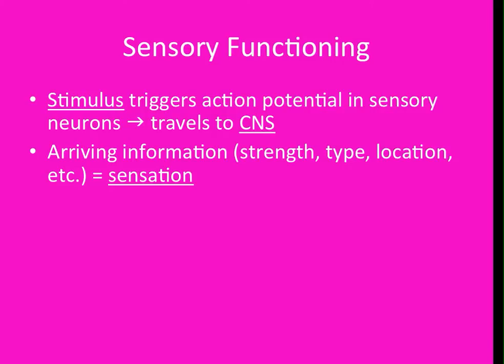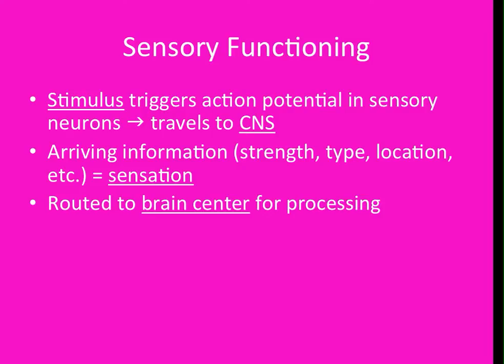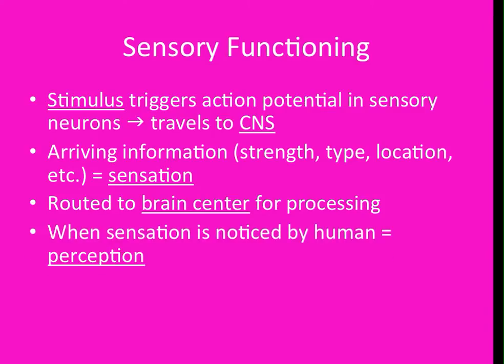The information from the sensation is routed to a specific brain center for processing. Now, it's not any one brain center. Sometimes it can be several that are involved. Now, if this sensation is one that we need to pay attention to, we will notice it. And once we notice it, it goes from being a sensation to a perception.